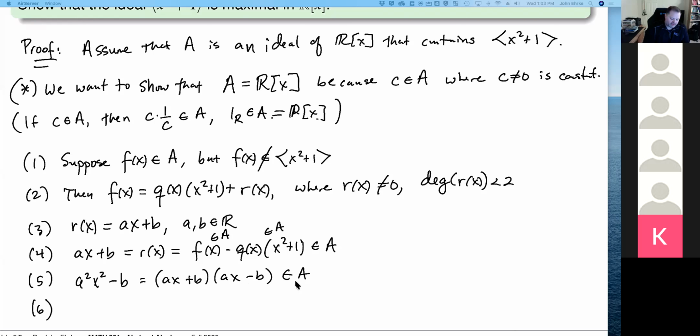So what constant is it? Remember, we're trying to find a constant that belongs to A. What constant is it that I'm going to look at? Well, it needs to be non-zero. And it turns out that it is a squared plus b squared. This constant must be in A because this is a squared x squared plus a squared minus a squared x squared minus b squared.